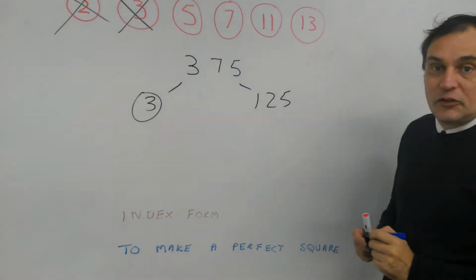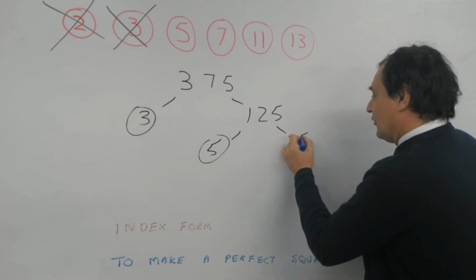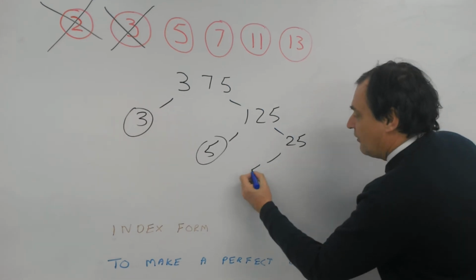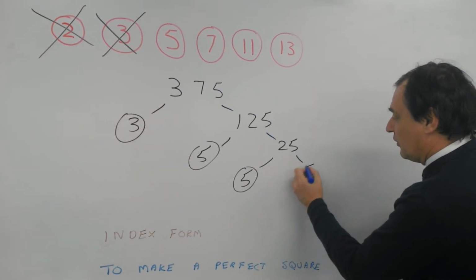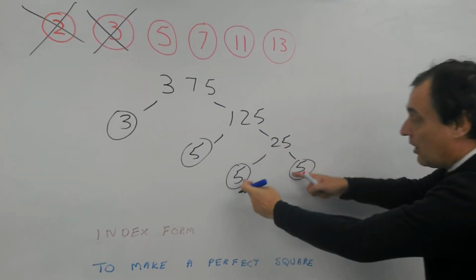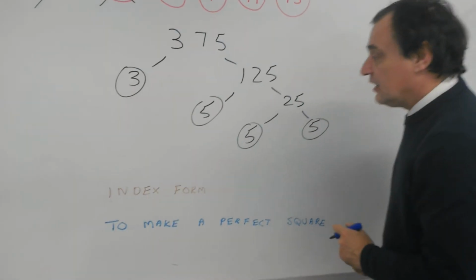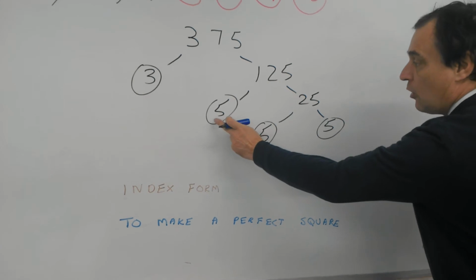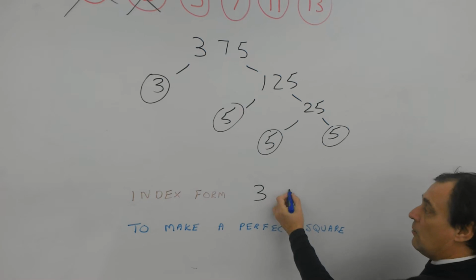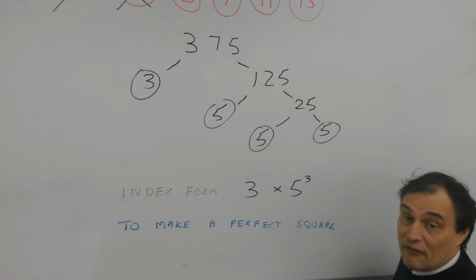Can I divide 125 by 5? Yes. So I divide it by 5 and that gives 25. Can I divide 25 by 5? Yes. So that gives me 5 as well, and I'm left with 5 again, which is in my list, so I circle it. As I've got my 2 numbers coming out which are circled, I've now finished. So writing this in index form, I have 1, 2, 3 5s and 1 3, so I write it as a 3 multiplied by 5 to the 3, indicating the 3 5s that I have there.